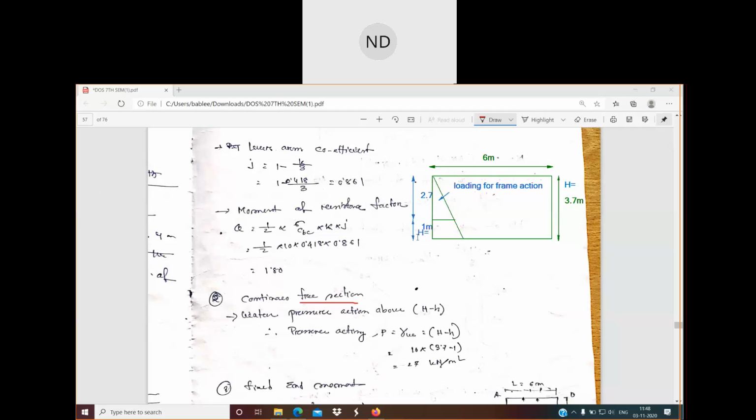Small h, sorry, small h is this much. So you have this length is how much? Capital H minus small h, 2.7 meter. Okay, 2.7 meter.